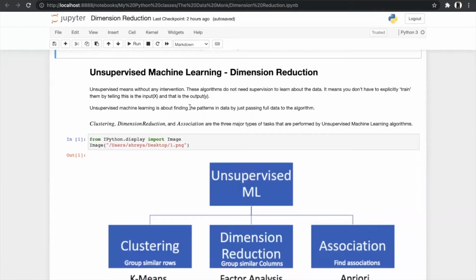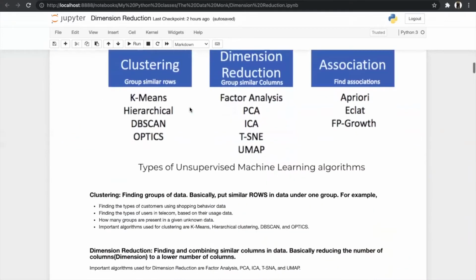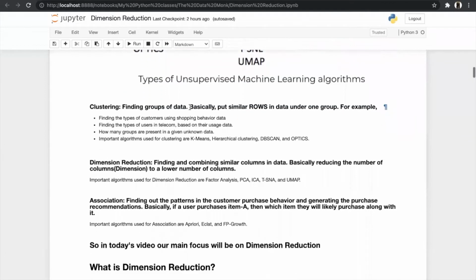So what do we mean by dimension reduction? Dimension reduction is about finding and combining similar columns in our data, basically reducing the number of columns to a lower number of columns. There are some important algorithms used in dimension reduction, like factor analysis, PCA, ICA, t-SNE, and UMAP. In this video, we will discuss the working of all these five types of dimension reduction and then build the model with all these five algorithms. So let us start with dimension reduction.